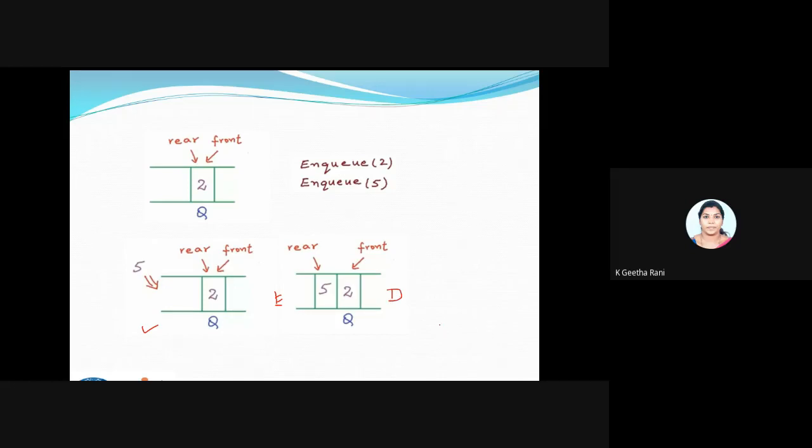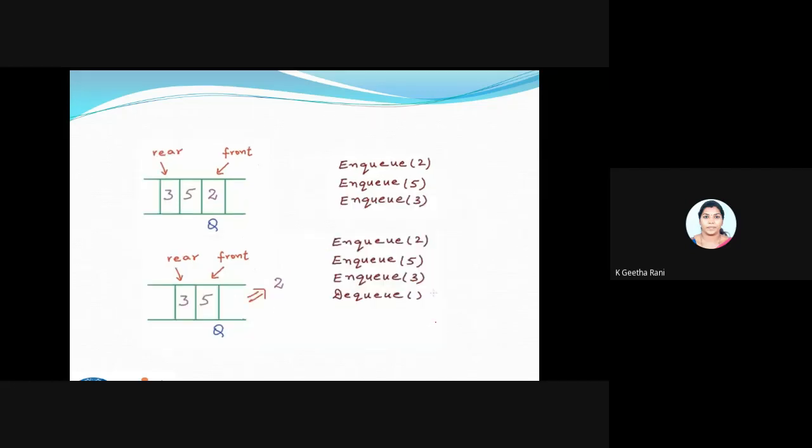Fine. So let me try to NQ some more values. Now I'm trying to NQ the value 3. So I'm going to put the data element 3. Now again my rear will be changing, because my last element will be 3. So rear is now pointing to 3.